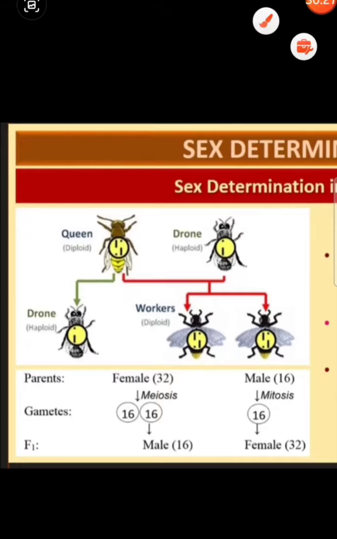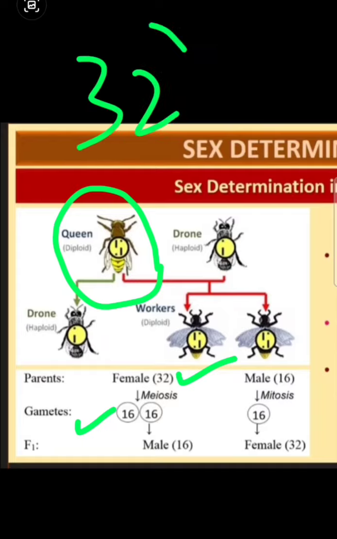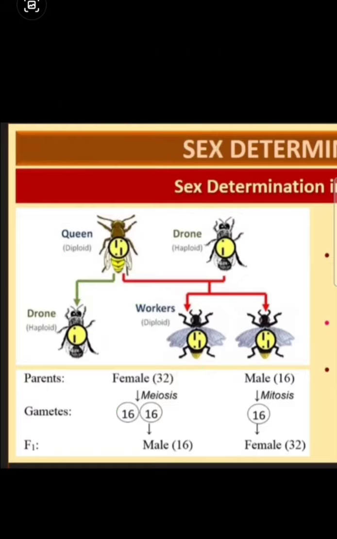So I'll repeat once again. Parthenogenesis is nothing but the queen, who has 32 chromosomes, undergoes meiosis and produces gametes. In meiosis, the number of chromosomes reduces to half. So 32 halved, she produces gametes with 16 chromosomes, and these gametes will only develop as males.